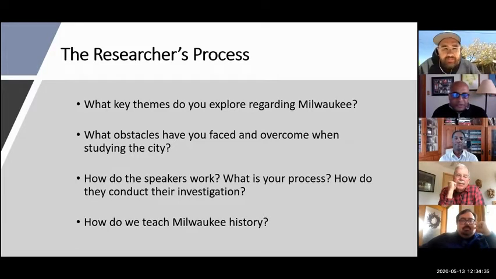When you go into your archives, or if you're looking for information in secondary literature, what are some of the key themes that you all explore? What are some of the key ideas that you're curious about? What are some of the challenges you faced? Talk to us a little bit about how you work. What is your work process? What is both your interrogation and your creative process?